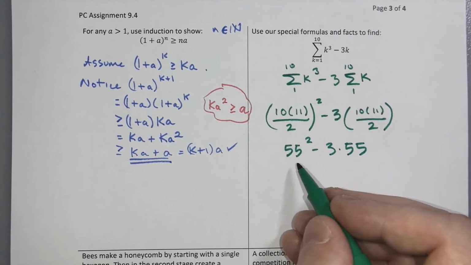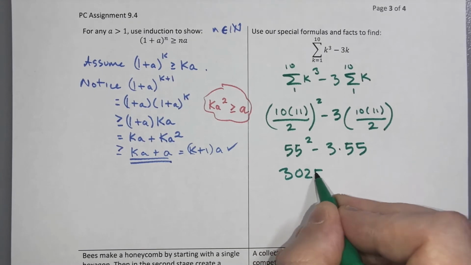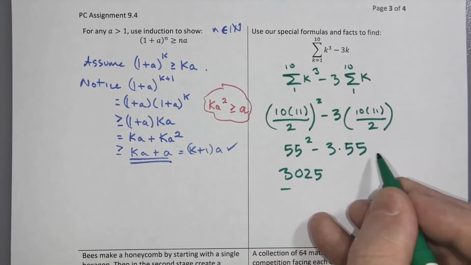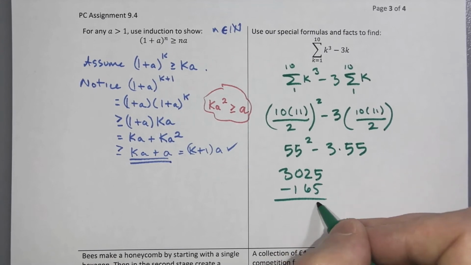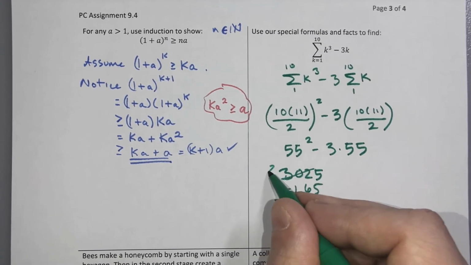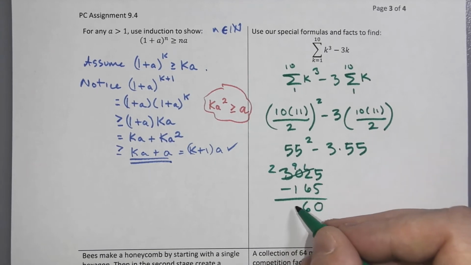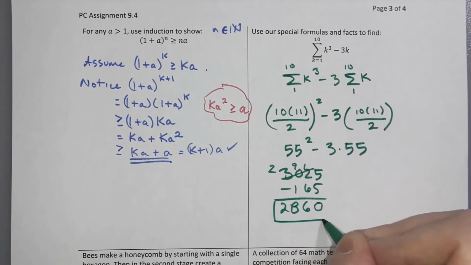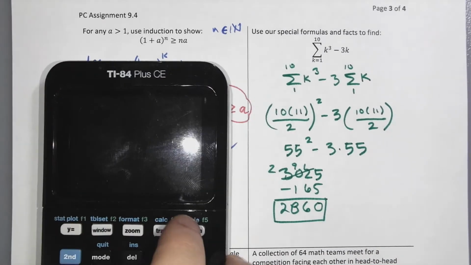And let's see, 55 squared is 5 times 6 is 30, 25. So 3025 subtracted by 165. So 5 minus 5 is 0. A bit of borrowing going on here. Gives me 6, and then 8, and then 2. So it looks like the sum is 2,860. Let's check that just to make sure.